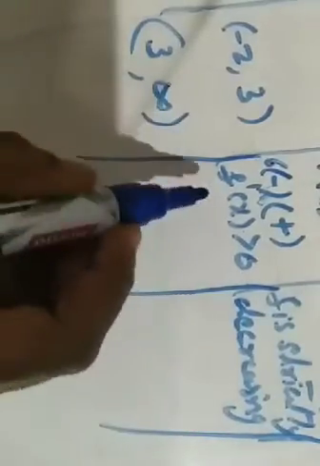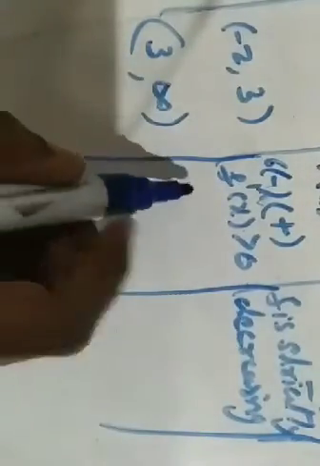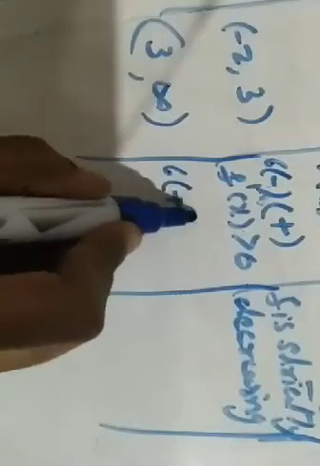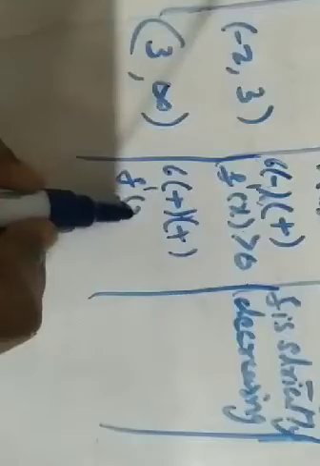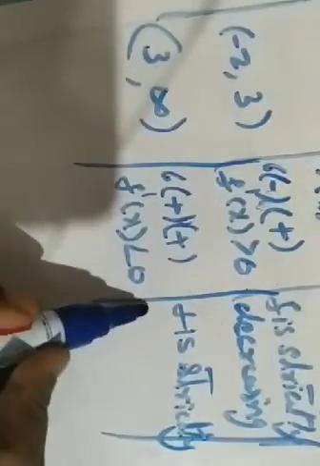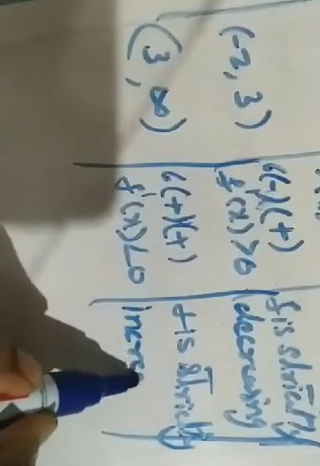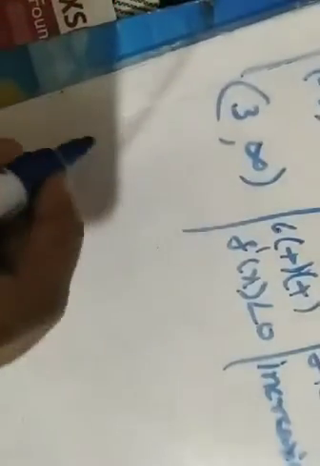Go to the third interval, 3 to infinity. 3 to infinity means both are positive. 6 into positive, the first term is positive and the second term is also positive. So f dash of x is greater than 0. So f is strictly increasing function.